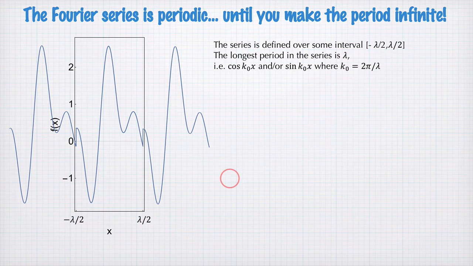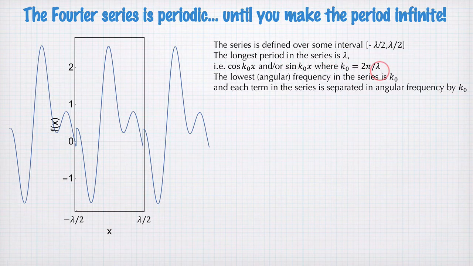The longest period in the Fourier series that makes up this function will be lambda, which is the length of this domain. So we have the longest period functions will be cosine k naught x and/or sine k naught x, where k naught is 2 pi on lambda. The lowest angular frequency in the series is therefore k naught, and each term in the series is separated by frequency k naught. So as you go up in the series, we have cos k naught, cos 2k naught, 3k naught, and so that's the separation in frequency in the series.